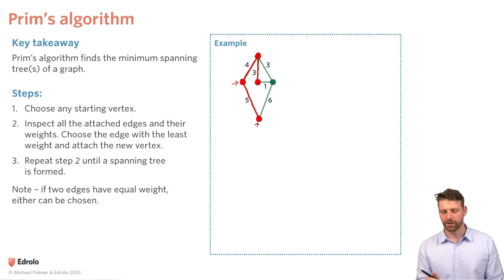And now I've just got one vertex left to connect. And to do that, I've got a choice of 1, 6, and 3. So I have to choose the 1, and that gives me my spanning tree there. Okay, looks like we got it right.